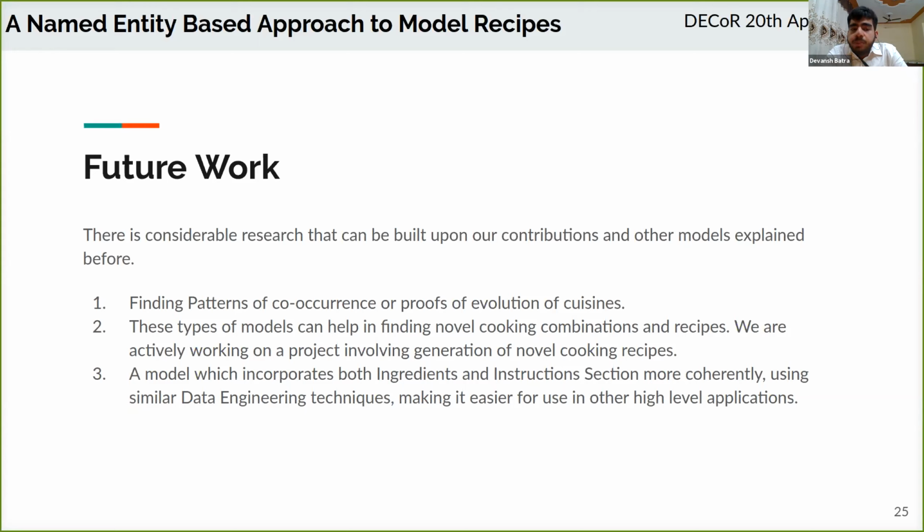We are actively working on a project involving generation of novel cooking recipes by trying to predict the relationships which would be found in the instruction section while keeping in sync with the information from the ingredient section. Similarly, a model which incorporates both ingredient section and instruction section more coherently, that is, they use the same data engineering techniques and not two different ones to model them. That would make it easier for use in development and research.